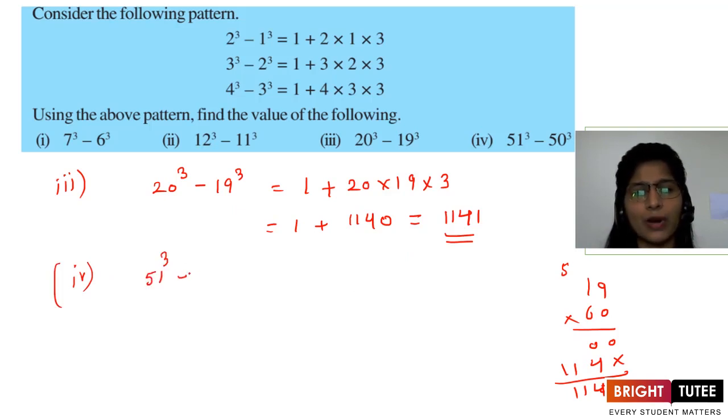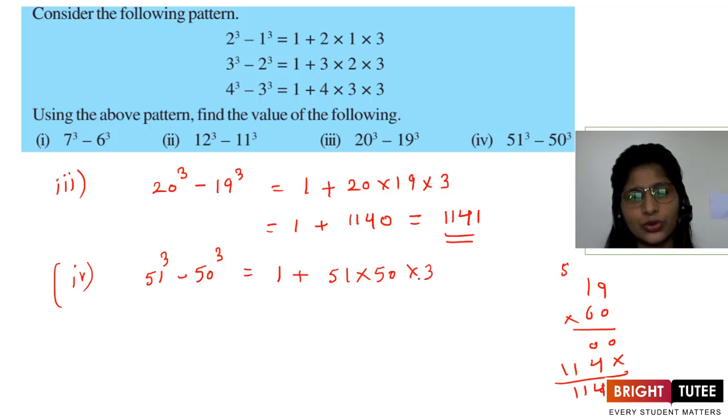51 cube minus 50 cube. So we'll write 1 plus 51 into 50 into 3. So what do we get? 1 plus. Now multiply. 50 3s are 150. So 150 is to be multiplied with 51. Let us do that. 1 0 0. 1 5s are 5. 1 1s are 1. Now with 5, 5 0 0.